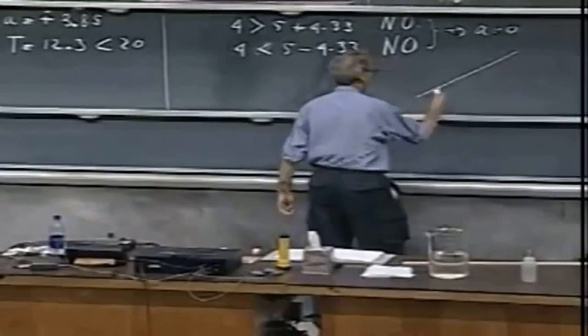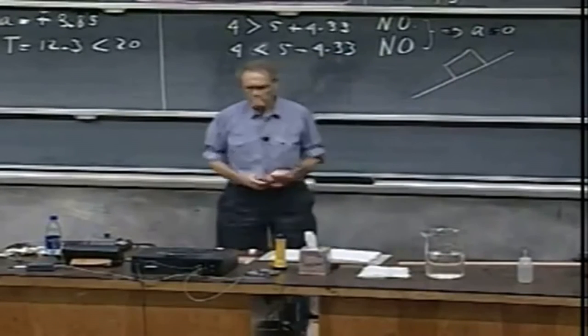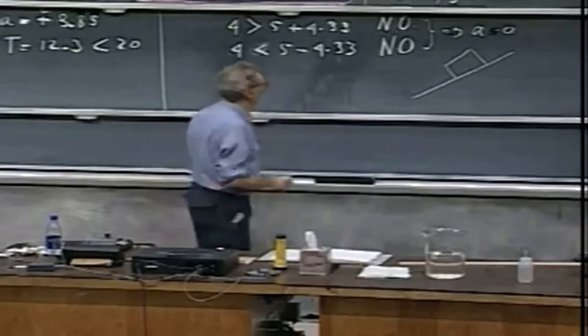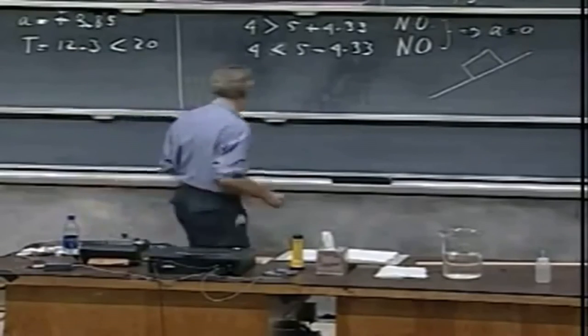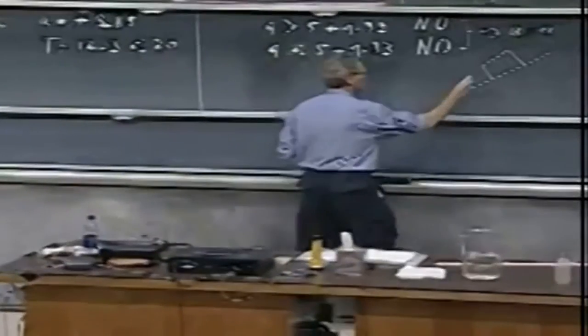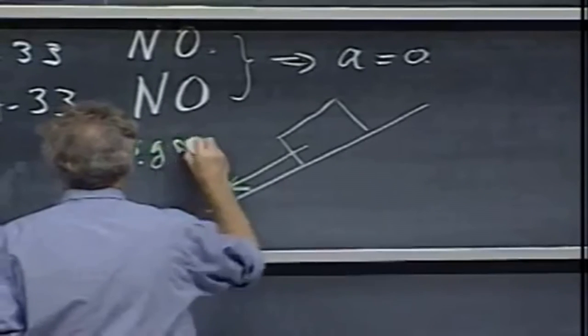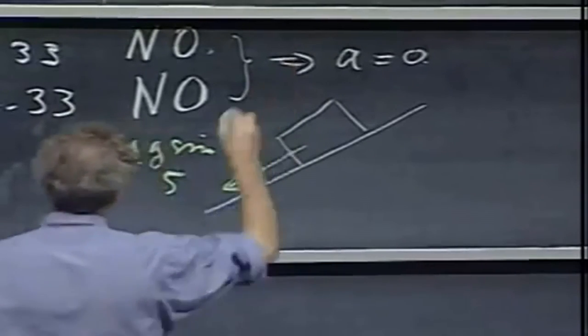This is that slope. Here is that object. I will only put in the forces along the x direction. I don't bother about the y direction. I know that there is m1g sine alpha, the component of gravity, and we know that that is 5. We have it there.